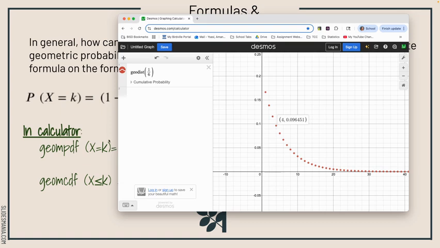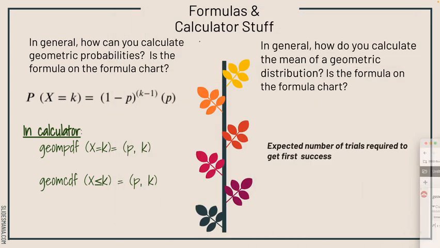Okay. And then if you want to find the cumulative, you'd of course do this and specify which direction you want to go. Okay, take that away. So in general, how do you calculate the mean of a geometric distribution?